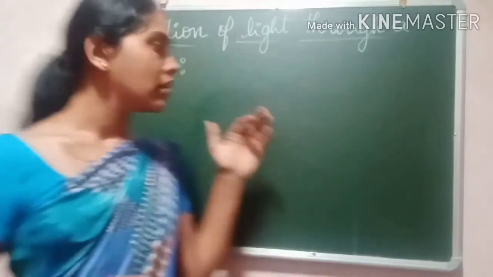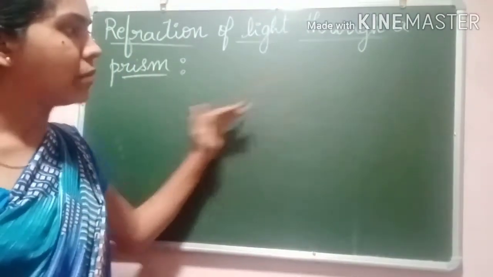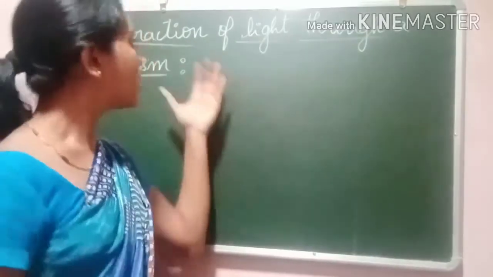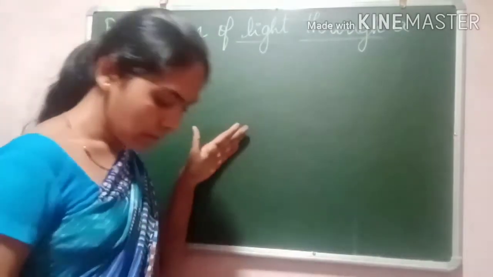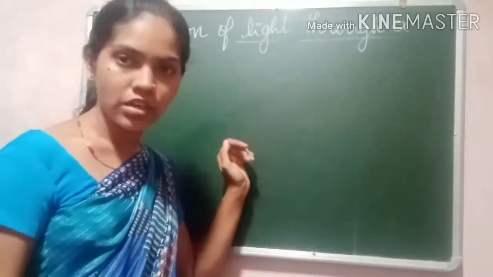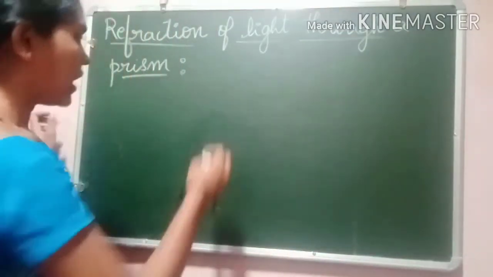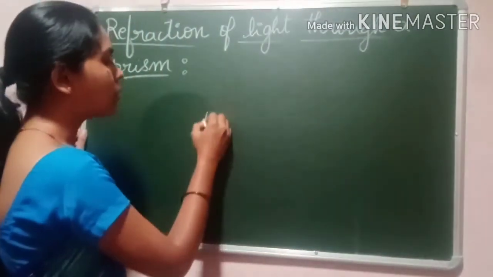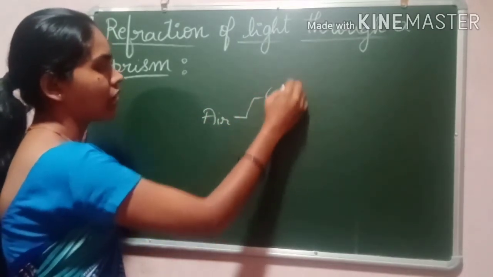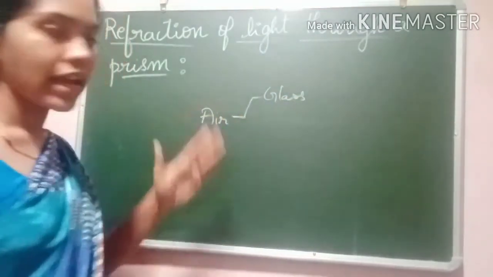When it travels from one medium to another medium, it bends. The bending of light when it travels from one medium to another is known as refraction of light. This is one property of light. So when it travels from air to glass, it changes its direction.